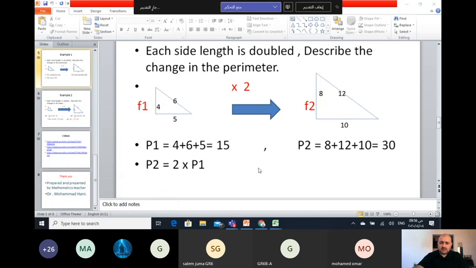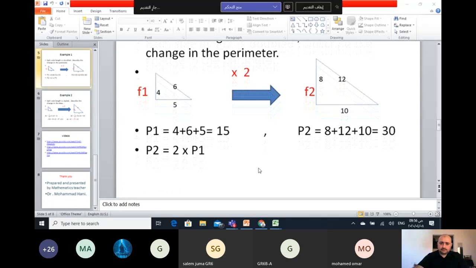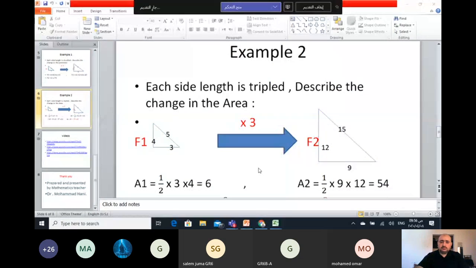The second example: each side length is trebled. Trebled means multiply by 3. Describe the change in the area.